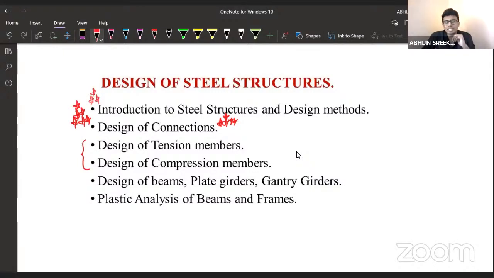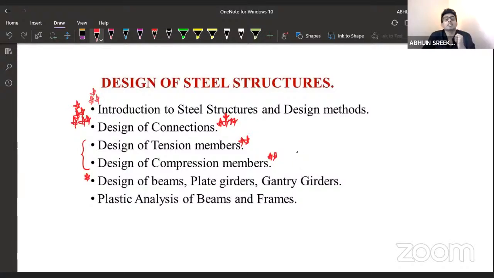From the GATE exam point of view, this is also important, especially the codal recommendations given by the IS code for the design of tension members and compression members. Coming to design of beams, plate girders, and gantry girders, again, it's a less important topic, but from the IS code specifications we can expect some questions. Just go to the theory part. That will be enough, I think.